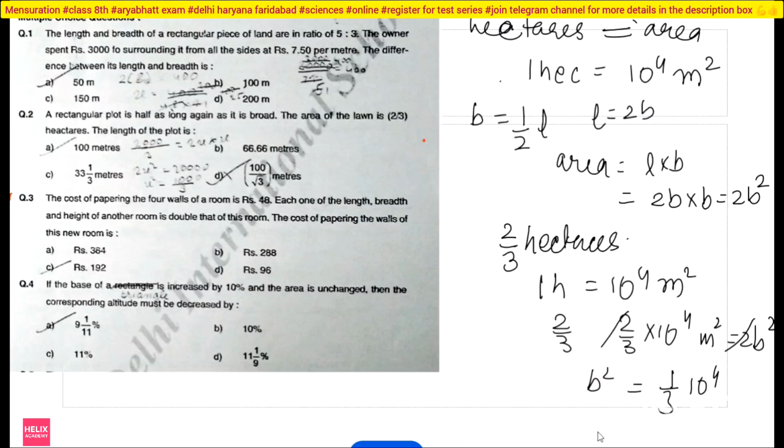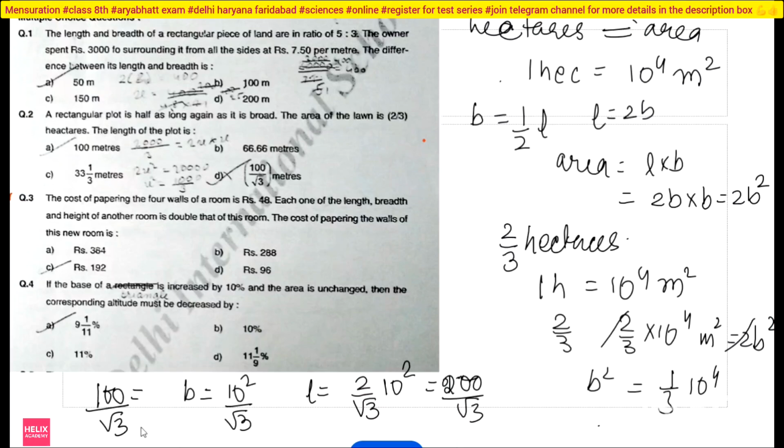So breadth I can find out from here only. See, I have 10 to the power 4. That means I can say b is equal to what? 10 to the power 2 upon root 3. And length is equal to what? 2b. That means 2 by root 3 into 10 to the power 2, or I can say 200 by root 3 is your length, and 100 by root 3 is your breadth. Is this okay? So they are asking about the length. Yes. Okay.